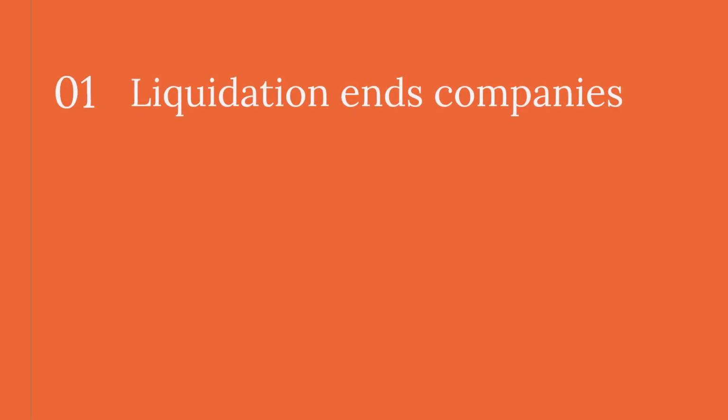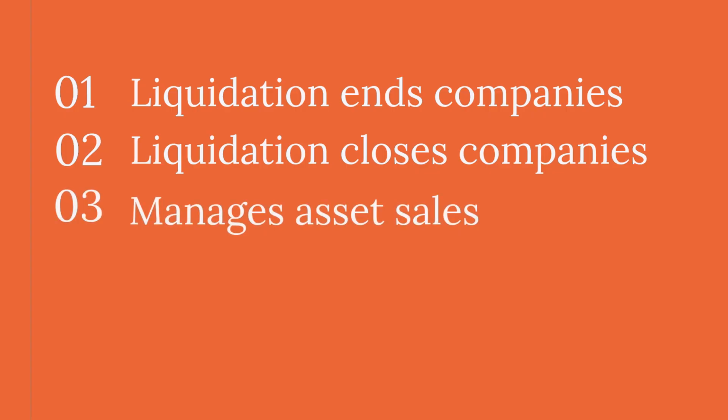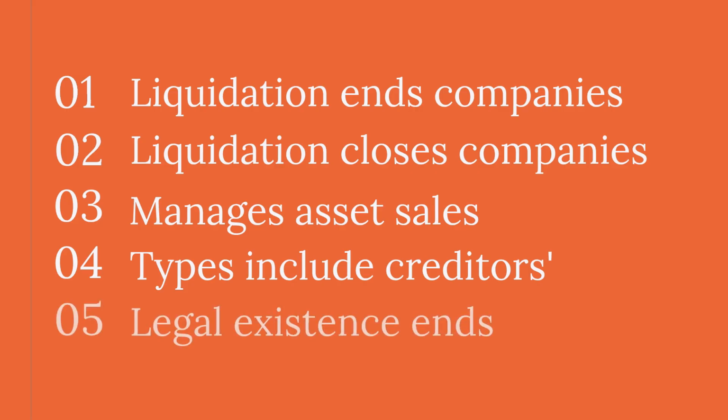Liquidation formally closes a company. It addresses insolvency or extracts profits. Types include creditors, members, and compulsory liquidation. A practitioner manages asset sales for creditors' benefit. Liquidation ends the company's legal existence.